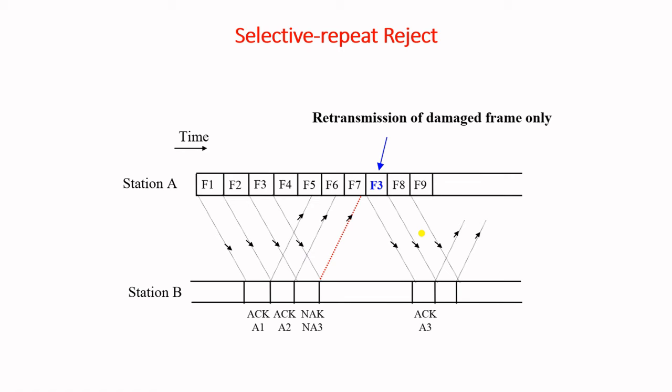But in this selective repeat ARQ, there is no problem. Station A sends only frame 3. Only frame 3 is retransmitted due to the damaged frame. After that, a positive acknowledgement is sent by station B. None other than F3 is retransmitted due to the logic of the selective repeat ARQ. So in this way selective repeat works.